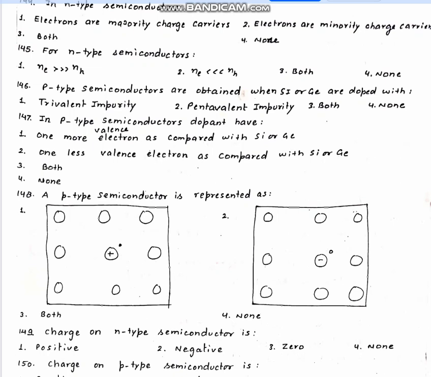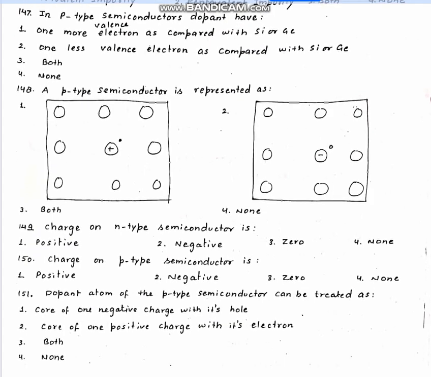Let's continue on NCERT line to line discussion, chapter 14, semiconductor electronics. So let's begin with the question number 149. It says that charge on n-type semiconductor is, so they are neutral, so there is no net charge, so third is correct. Next is charge on p-type, it is also neutral, zero charge.